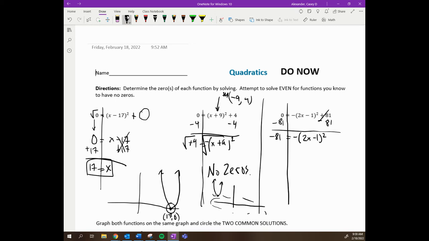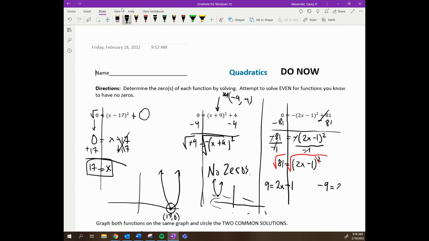And of course, we can't square root negatives, but now we could divide both sides by a negative 1. And because both sides are negative, this flips both sides to being positive. And so we have 2x minus 1 squared equals 81. Of course, now we can square root both sides to get rid of the second power. And you know the square root of 81, and it's not just 9. The square root of 81 is 9, but the square root of 81 is also negative 9.